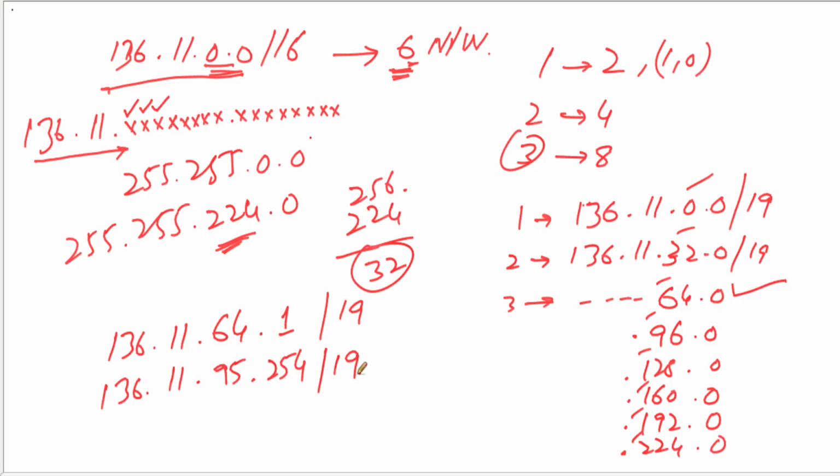And you can ask me why? Because the next subnet after 64 will be 96.0, right? So one less than this will be the broadcast address for this network, which will be 95.255. But we cannot use this IP address to give it to a host. So the host will be one less than this. So this one over here.